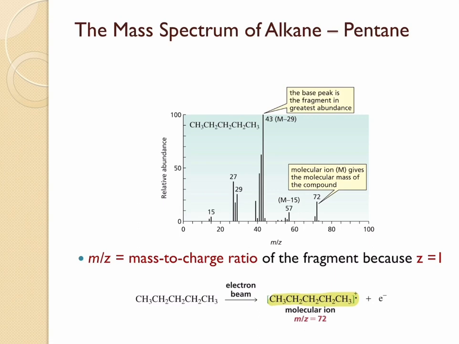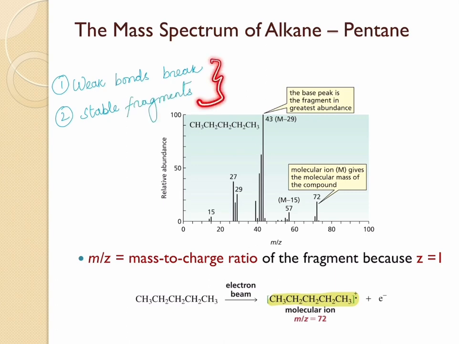We know that the mass spectrum gives us some structural information about the compound, based on two important things. The first is that weak bonds break in preference to strong bonds. The second is that the most stable fragments are formed preferentially over the less stable fragments. These are the two important things we have to keep in mind in analyzing the mass spectrum.